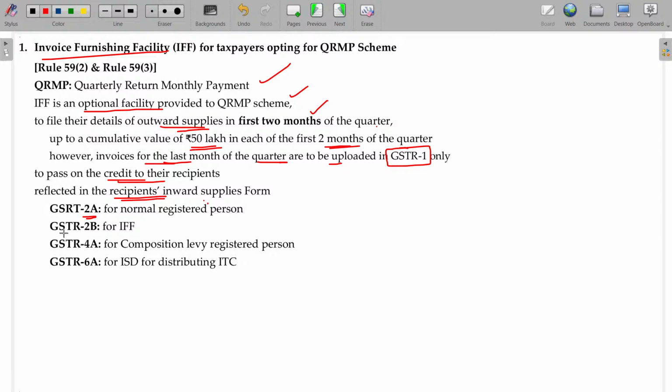Already told 4. What about the GSTR 4, sir? This is for the composition levy. In the case of composition levy, it will go to 4. Otherwise, 3. 3 is the general. For the composition, it's 4. In case of ISD, it goes to 6A. A means temporary. On confirmation, it will go to remove A and that form will be automated. Right.